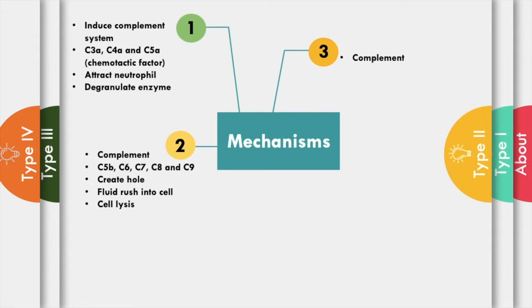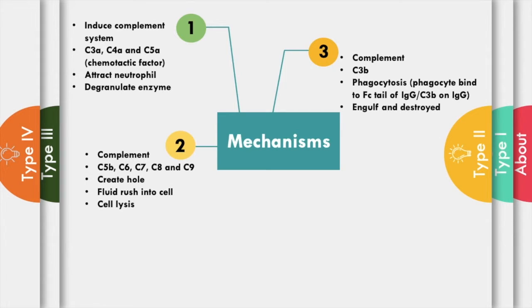Mechanism 3 also involves the complement system. C3 binds to the Fc receptor of the antibody and activates opsonization and phagocytosis. The antigen gets engulfed and destroyed by macrophages by binding to the Fc tail of the C3b complement.